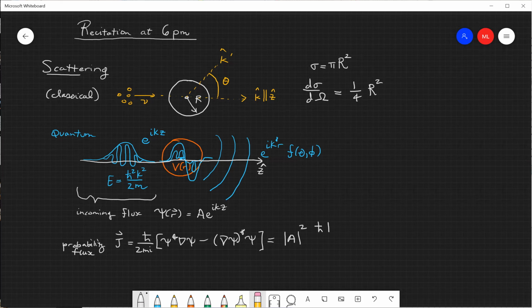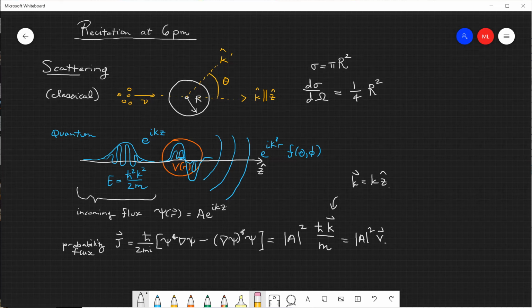So if we generalize a bit, for us the k vector is always k times z hat, but we could just write it in terms of the k vector like that, over m. And we recognize this as the momentum, the incoming momentum divided by the mass. So this is the amplitude of the plane wave squared times the velocity of the particle. And this must be proportional to just the incoming flux of particles.